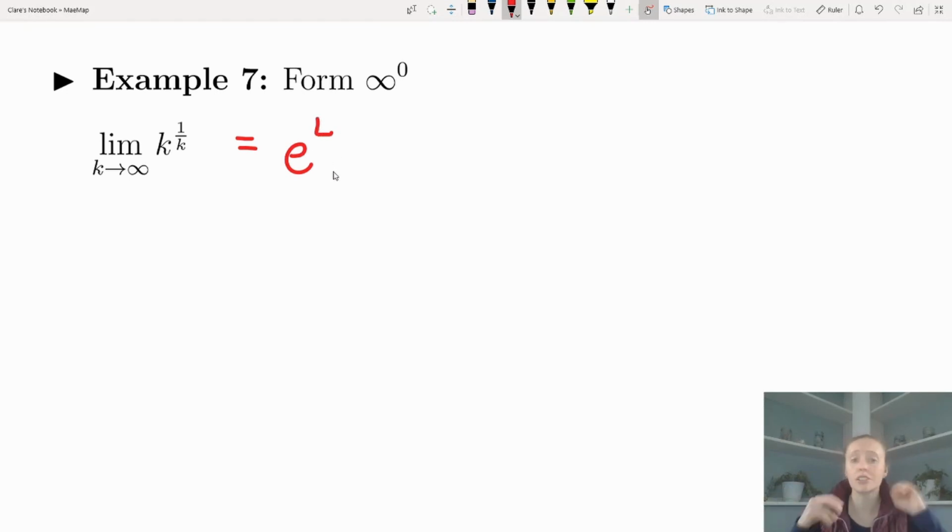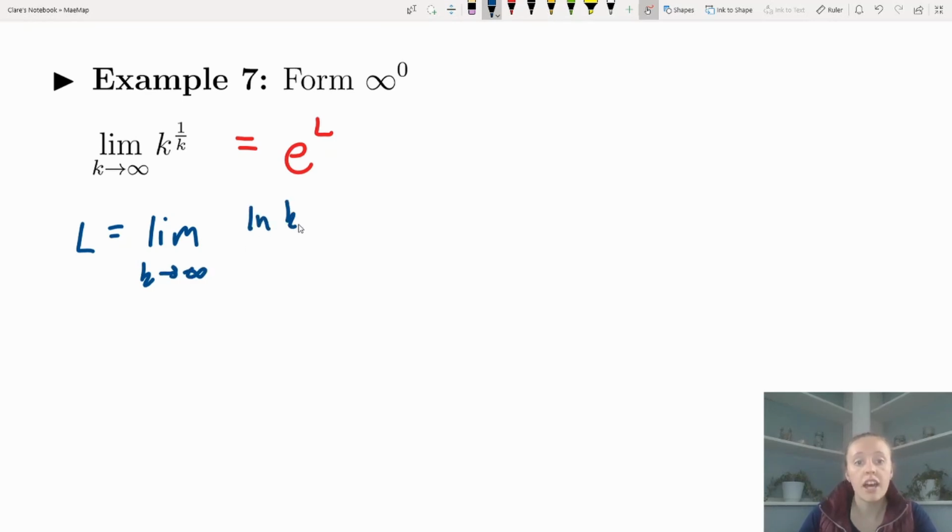So if you have to star it, circle it, something, don't forget to go back to that e to the L, where L is now going to be the limit as k approaches infinity of the ln of k to the 1 over k. Dropping that exponent down, 1 over k times ln of k is the ln of k over k. So you can see we're already in such a nice form. ln of k as k goes towards infinity is infinity, and k as k goes towards infinity is also going to go towards infinity. Boom. All we got to do is take the derivatives.